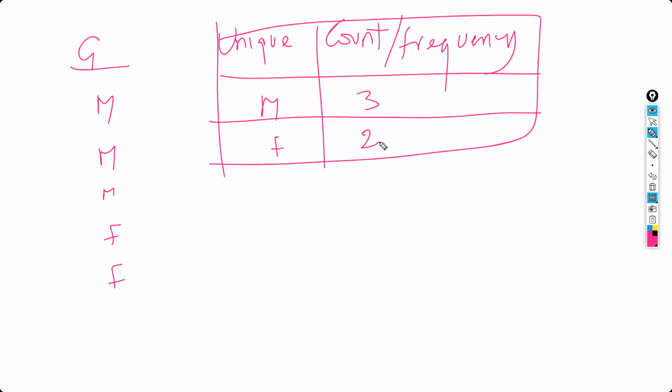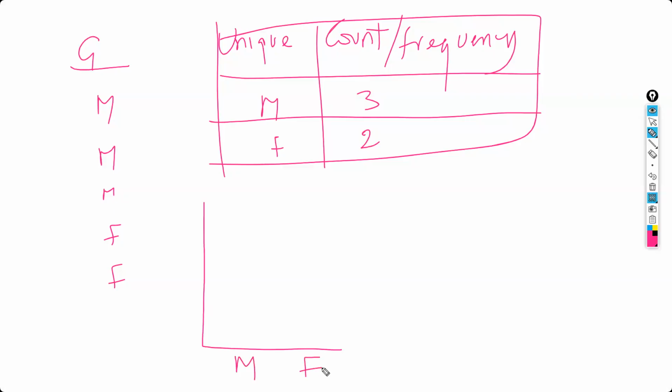Now frequency table is okay. Now you are going to draw the diagram. The same thing represented in a diagram is called as distribution. If you represent the data in a plot, it is called as distribution. So here M you are going to take, F you are going to take.